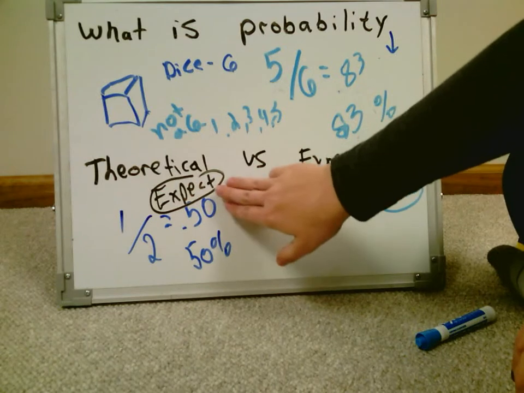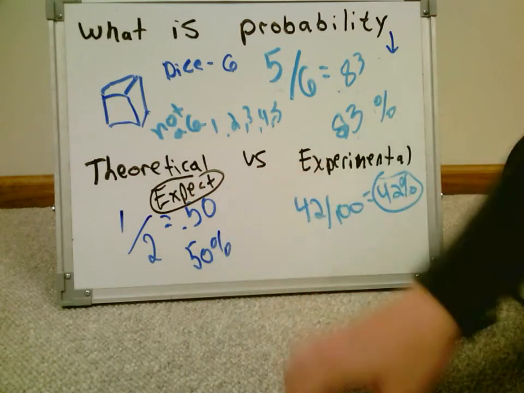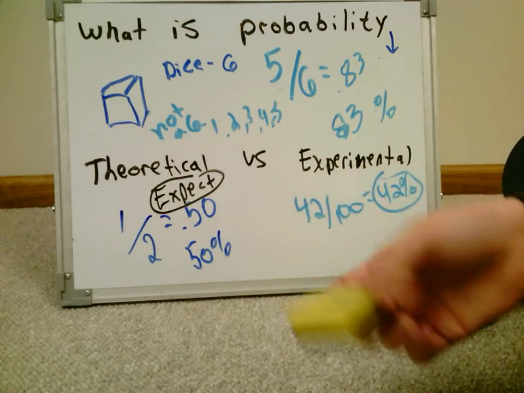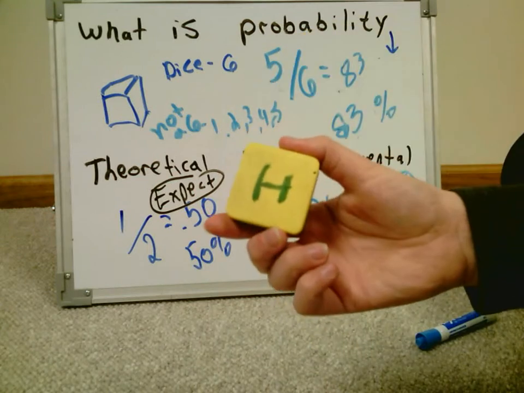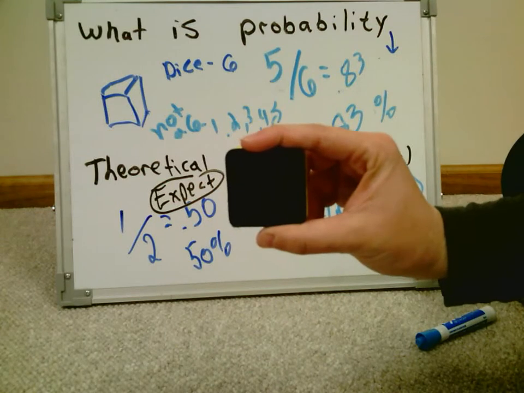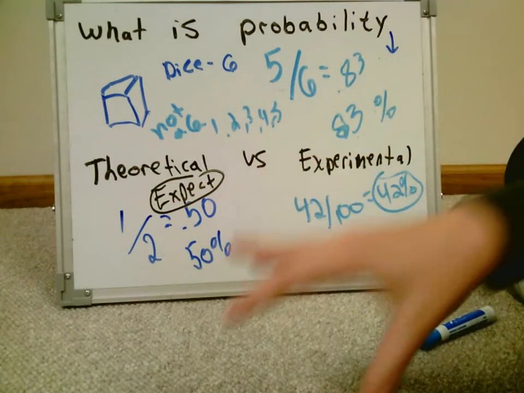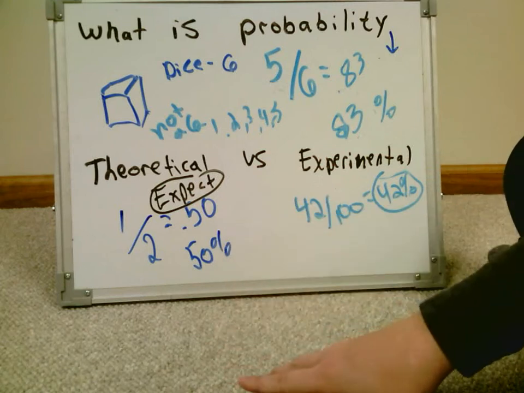So theoretical is more of your expectations, saying, well, I only have two possible outcomes. It's either going to be heads or tails, so I have a 50% chance of getting heads and a 50% chance of getting tails. Experimental is you actually conducting the experiment, okay?